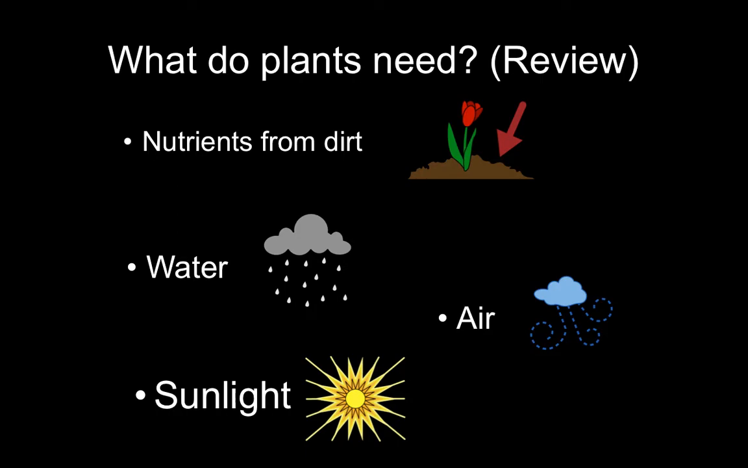What do plants need to survive? We learned before that plants need nutrients from the dirt, they need water, they need air, and they need sunlight.